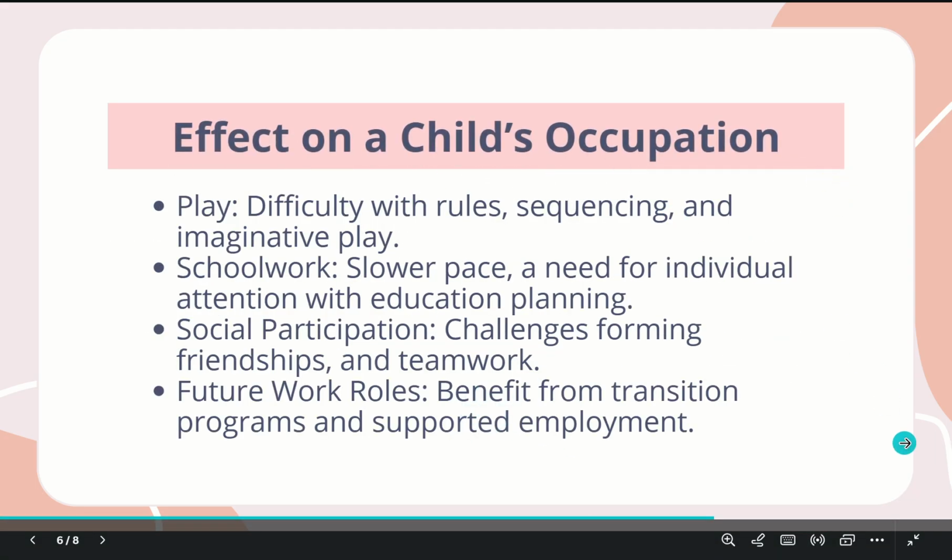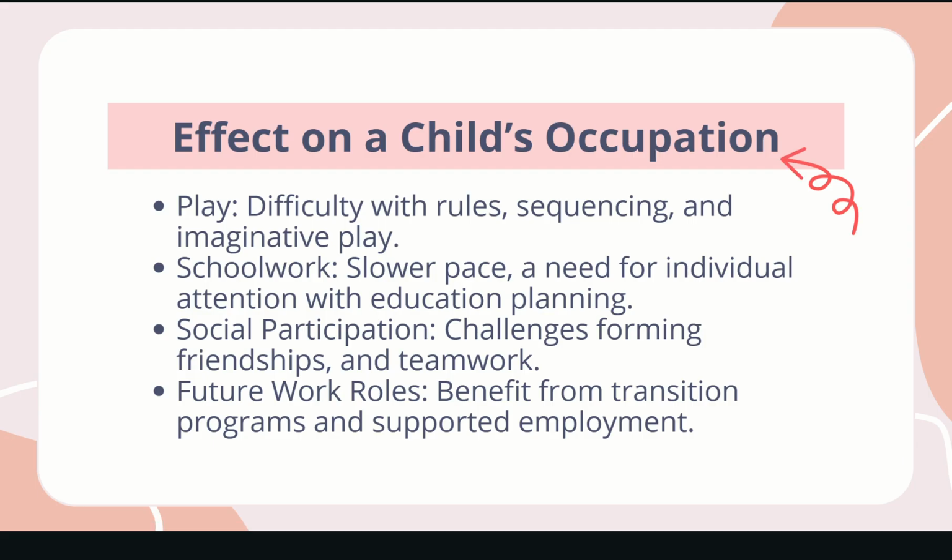Effect on the child's occupations: their play could be affected. They could have difficulty with rules, sequencing, and/or imaginative play. They could have issues with their schoolwork. They could just do it at a slower pace, or they need individual attention, like having a teaching assistant work with them. Social participation: they could have challenges forming friendships and with teamwork assignments. Future work roles: they benefit from transition programs and supported employment.